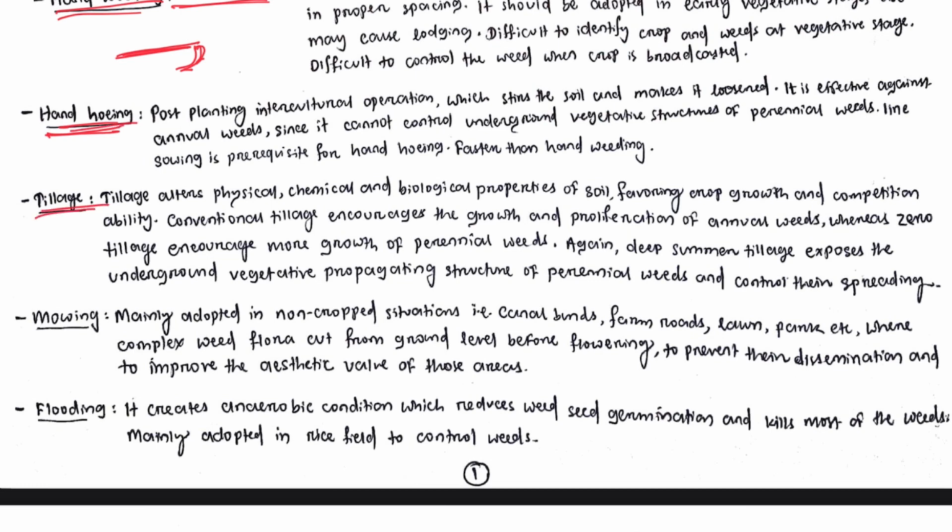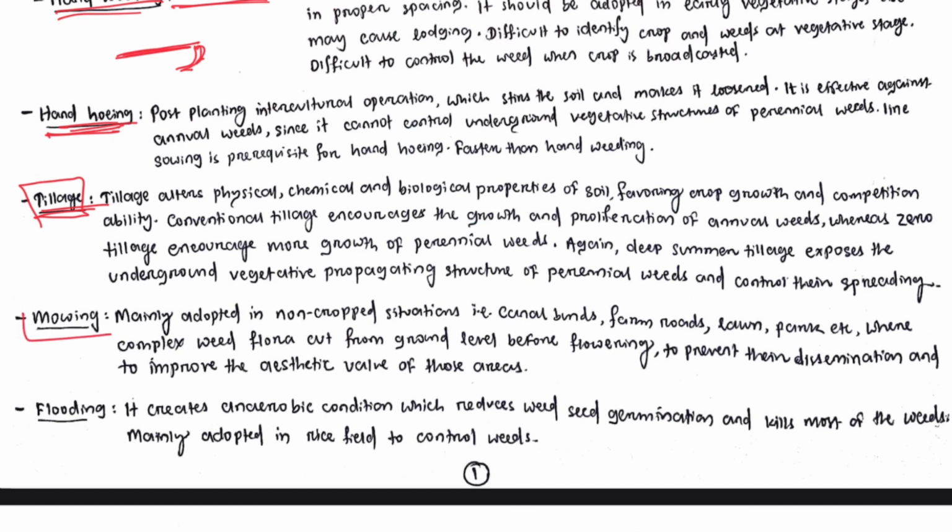Then tillage is another method of weed control. Generally we do interculture operation or on-farm tillage, that is, during the crop situation. We loosen the earth, and that is also called tillage. Again, deep summer tillage we can do for controlling perennial weeds. In perennial weeds the propagating material is generally the vegetative part. If we expose those vegetative parts during the summer season, then they will desiccate and be killed, so they cannot germinate again. So by deep tillage we can also control the weeds.